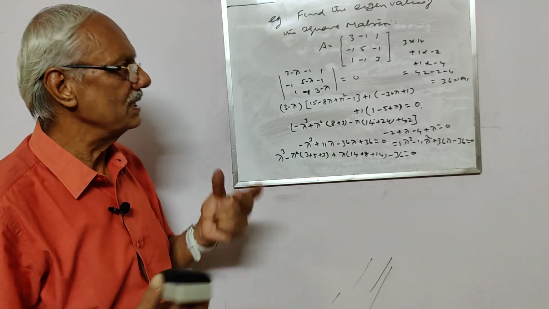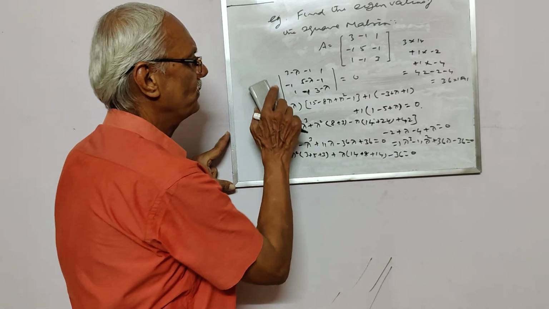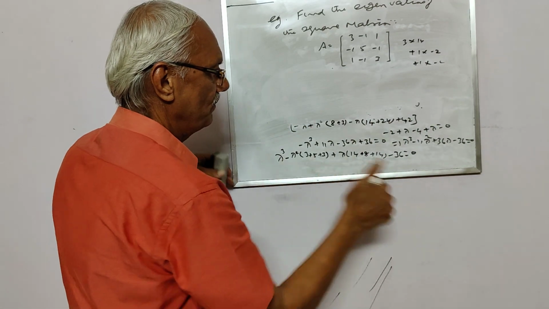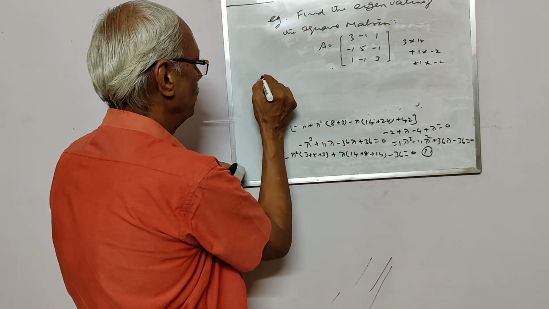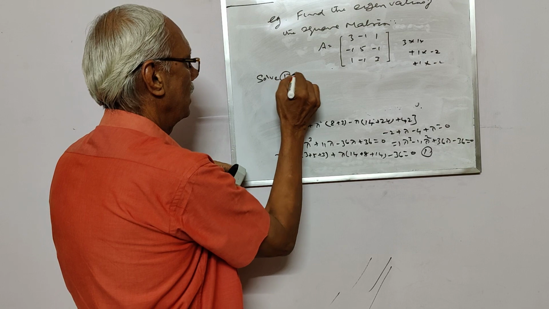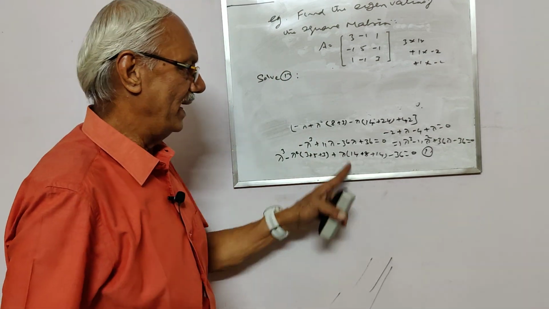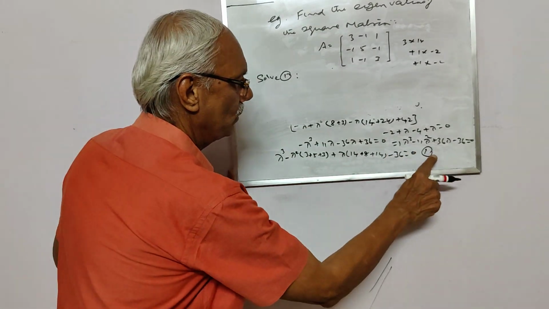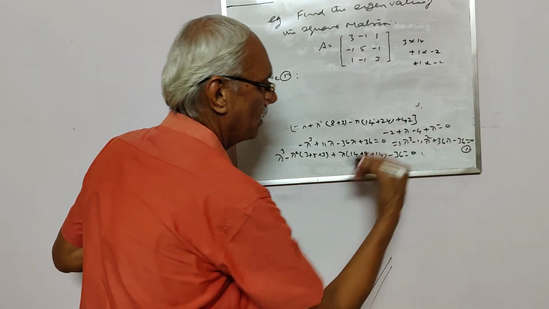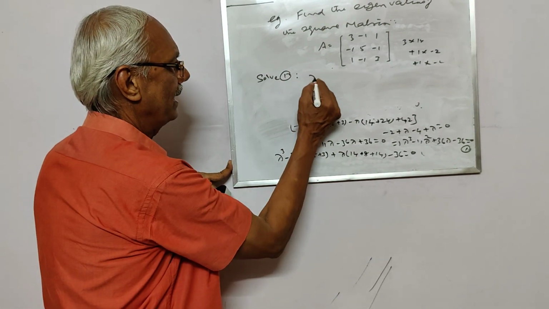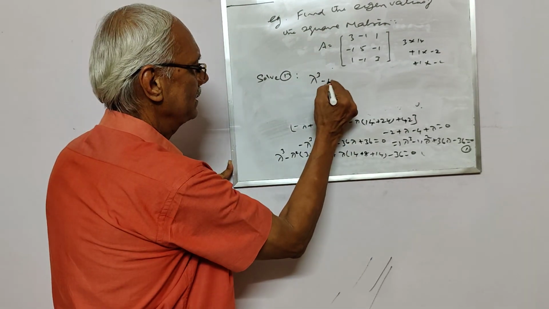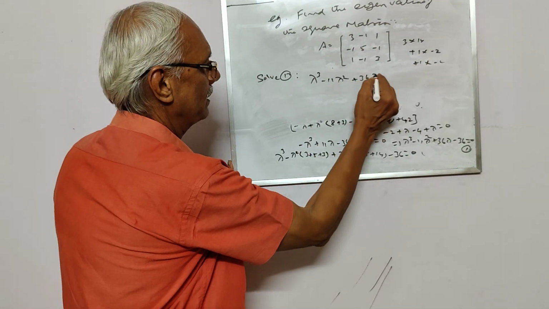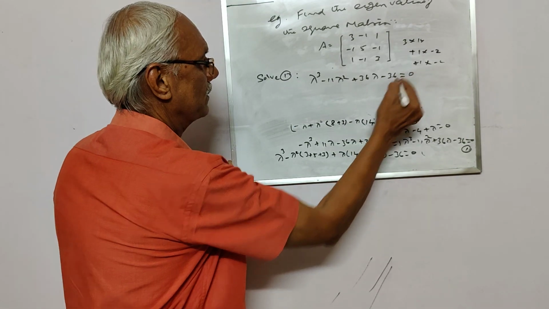How to find the lambda values, I will tell you. Let me rub off this. Now we have to solve this. We will take this as 1. Solve 1 means find the values of lambda. Now 1 means the same thing, you can call this as 1. Okay. Now what is that? Lambda cube minus 11 lambda square plus 36 lambda minus 36.